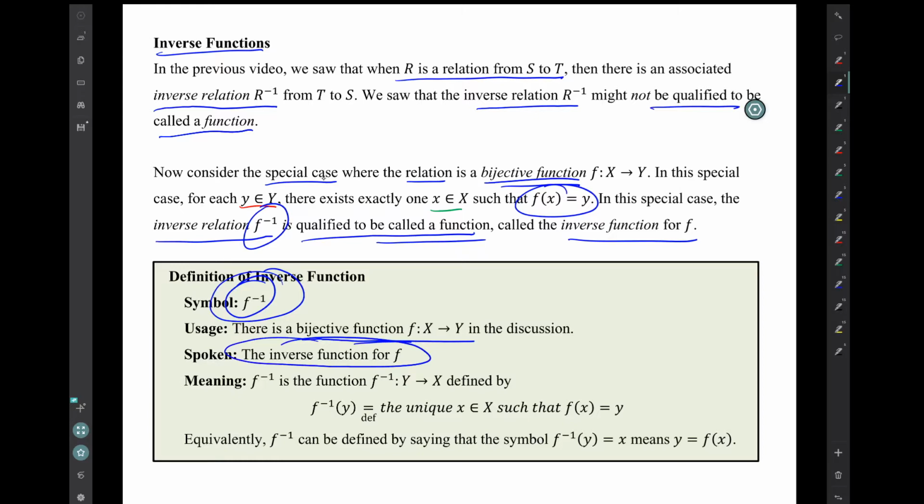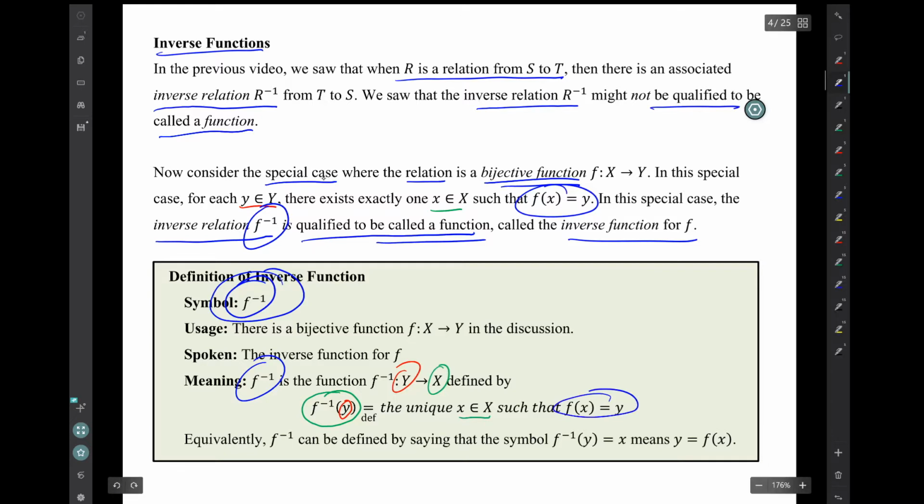And here's how it works. This inverse function is a function whose domain is Y and whose range is X. So I have to describe what happens when you put in a y value. The result is that symbol stands for the unique x value such that f(x) equals y. So we could also do this in the following way. We can just say that f superscript -1 of y equals x means the same as y equals f(x).